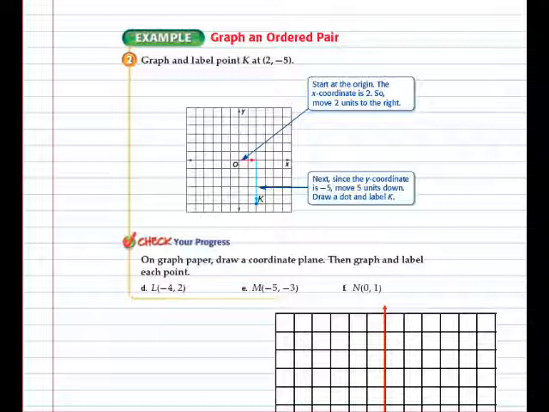Graphing an ordered pair on a coordinate plane. Graph and label point K at 2, -5. 2 is our x movement, or horizontal. Positive means right. 5 is our y, or vertical movement. Negative means down. So point K is 2 right, 5 down, corresponding with the ordered pair 2, -5.